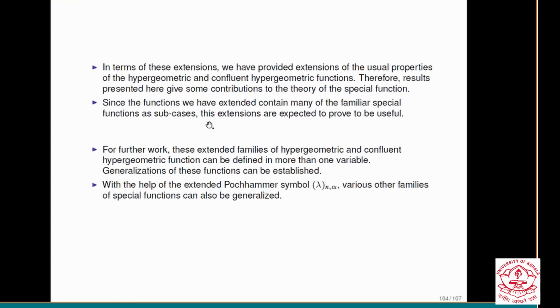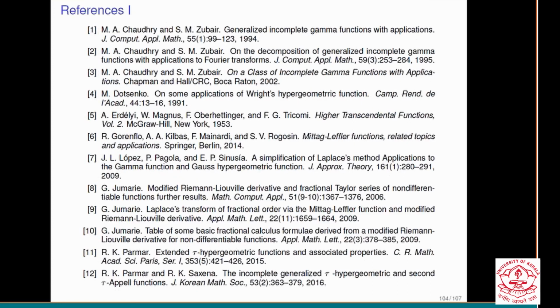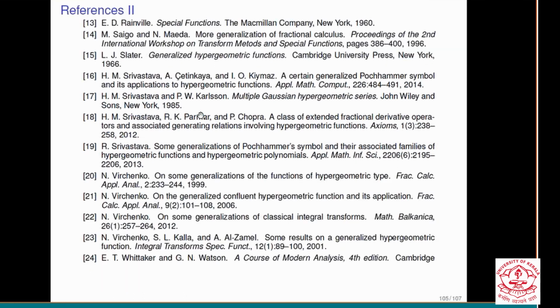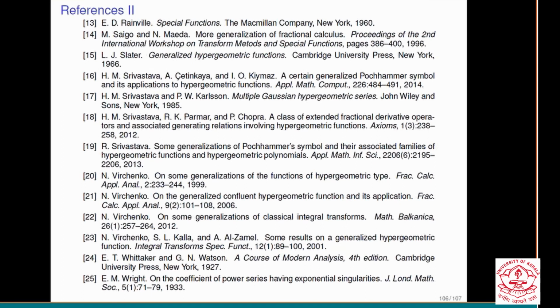These extensions are expected to prove useful, and for future work, we can extend the family. Hypergeometric and confluent hypergeometric functions can be defined in more than one variable, and generalizations of this function can be established. With the help of the extended Pochhammer symbol, lambda and alpha, various other families of special functions can also be generalized. And these are the references.